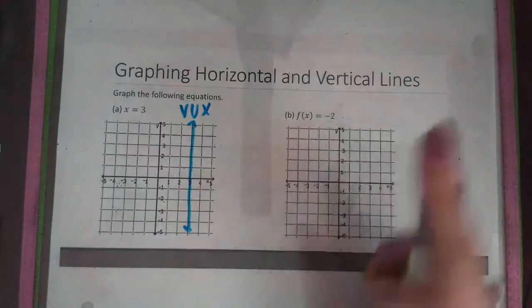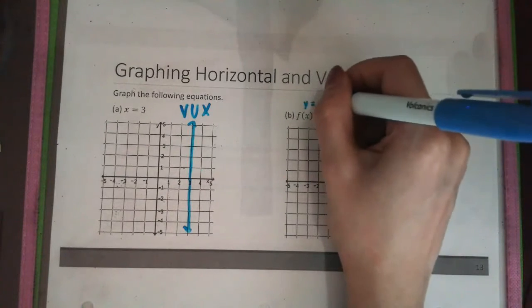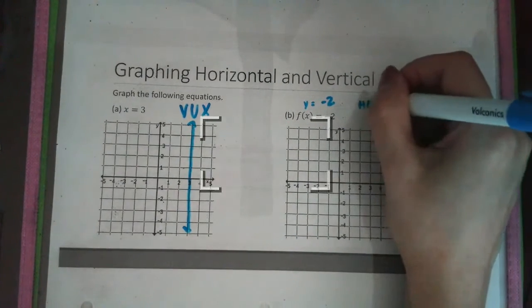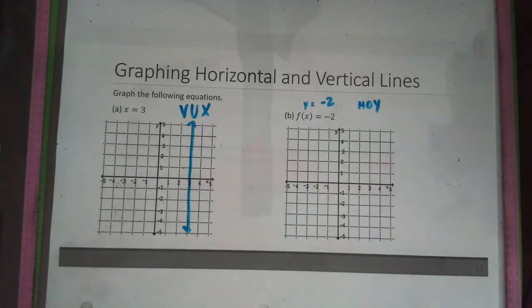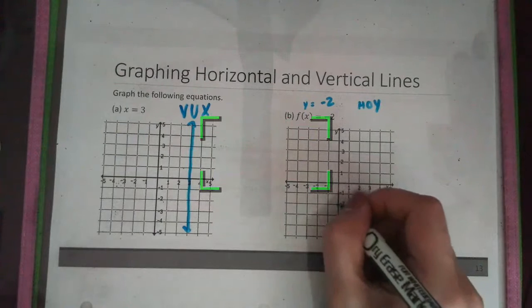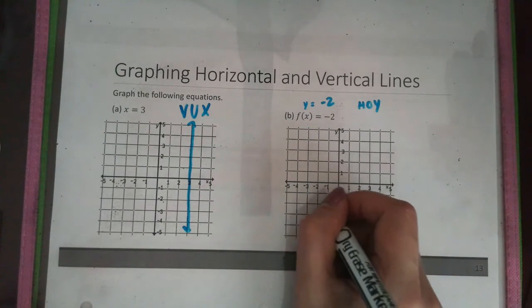If I'm looking at f of x equals -2, I have to remember that f of x really just means y. And if I'm looking at y equals -2, then that reminds me that I'm looking at HOI, a horizontal line. Y equals -2 right here, and I'm looking at the horizontal line through there.